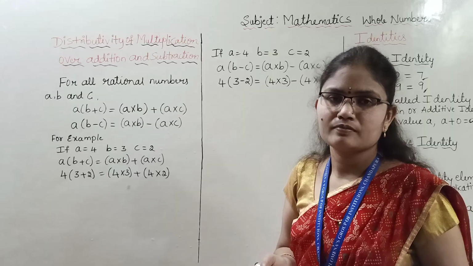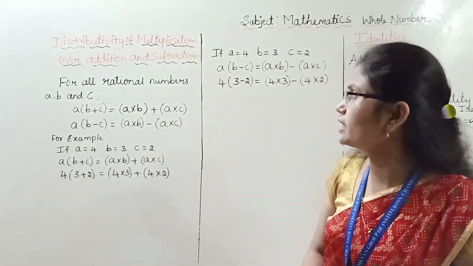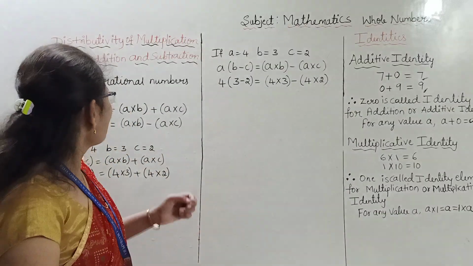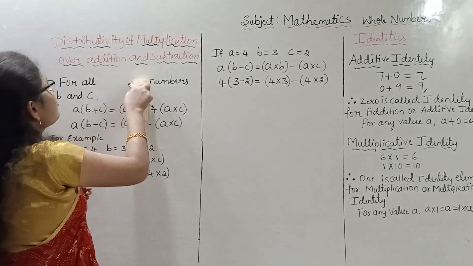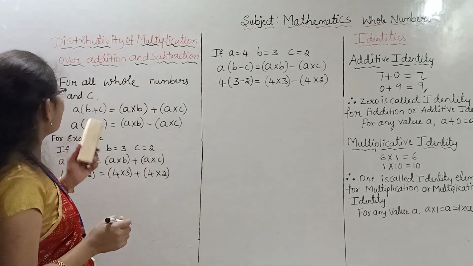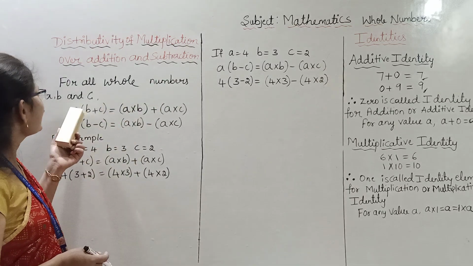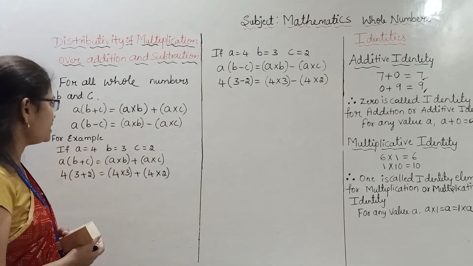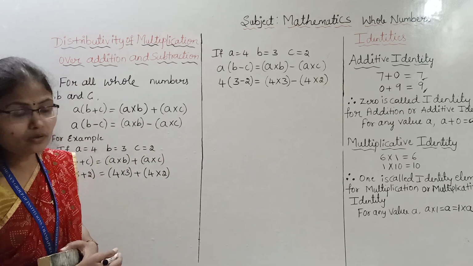Next we move on to the distributive property, the distributivity of multiplication over addition and subtraction. You can see here, for all whole numbers a, b and c, a into (b plus c) is equal to a into b plus a into c. And a into (b minus c) is equal to a into b minus a into c.